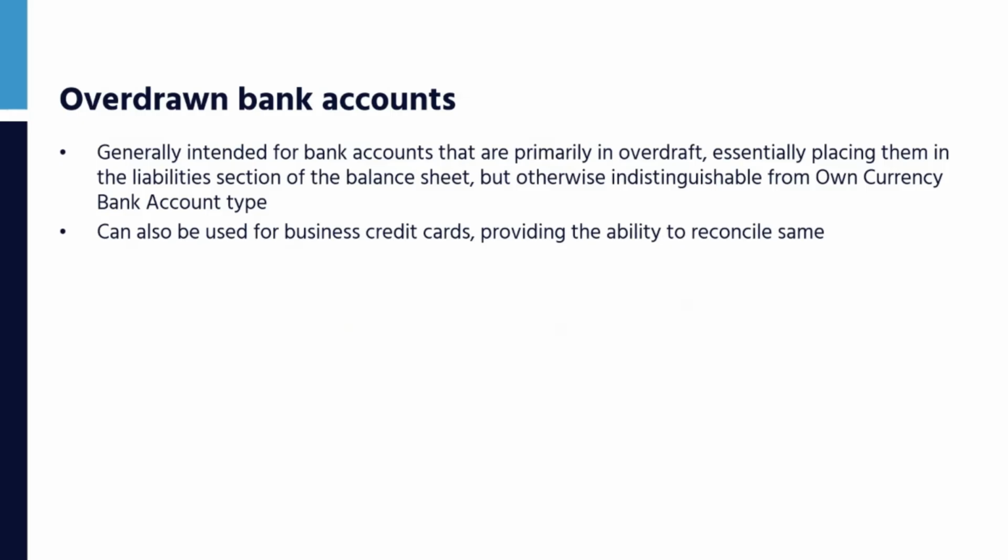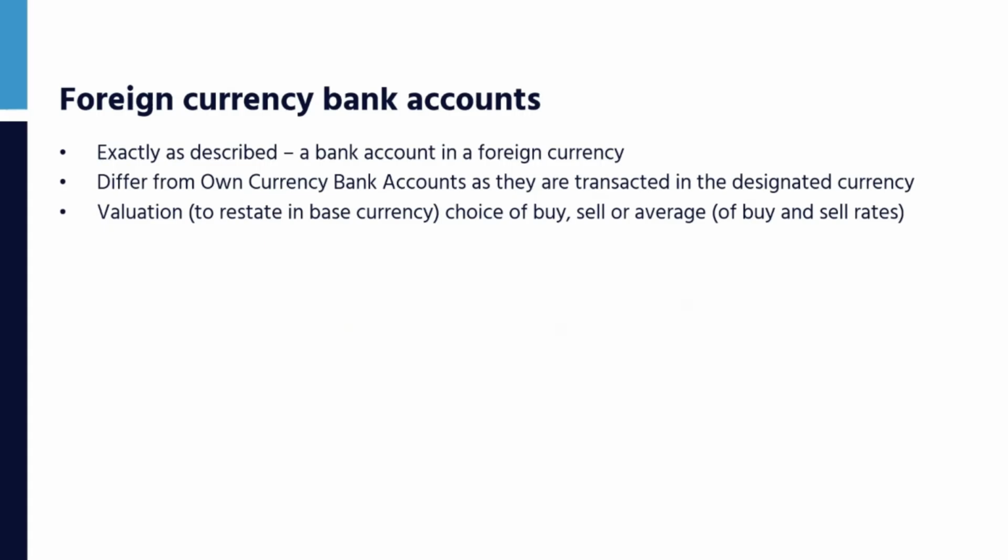Overdrawn bank accounts are generally intended for that purpose. So if you do have a bank account which pretty much stays in overdraft and you wanted to show that in the current liability section of your balance sheet, then that's what these accounts are all about. Other than that, they are identical to your own currency bank accounts. So you can also use those for your business expense credit cards, giving you the ability to reconcile.